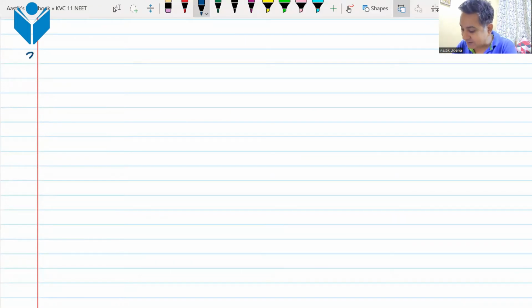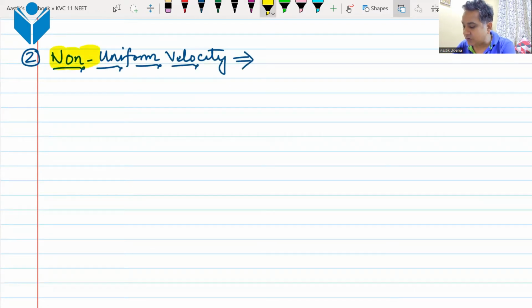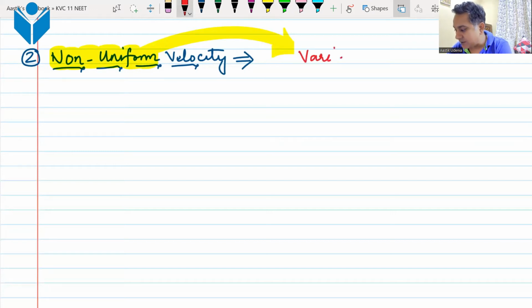What is the second type of velocity that we'll encounter? The first is uniform velocity. What will be the second kind? Yes, non-uniform velocity. What is the other term for non-uniform velocity that we can use? We can call it variable velocity.